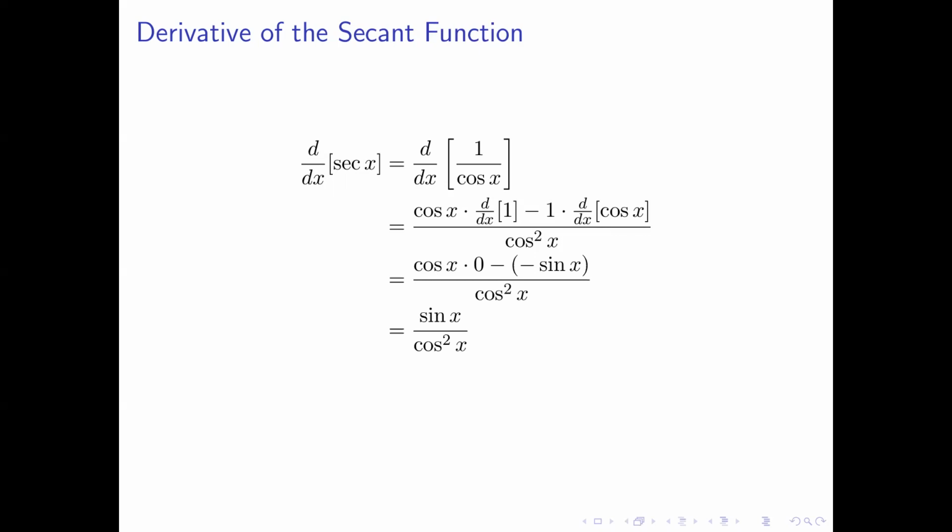Now that's fine. We could stop there, although it's customary to rewrite this slightly. We can start by rewriting it as a product, 1 over the cosine of x times the sine of x over the cosine of x. And each of those can be expressed using trigonometric identities as respectively the secant of x and the tangent of x. So that is where we will stop. We'll say that the derivative of the secant of x is the secant of x times the tangent of x.